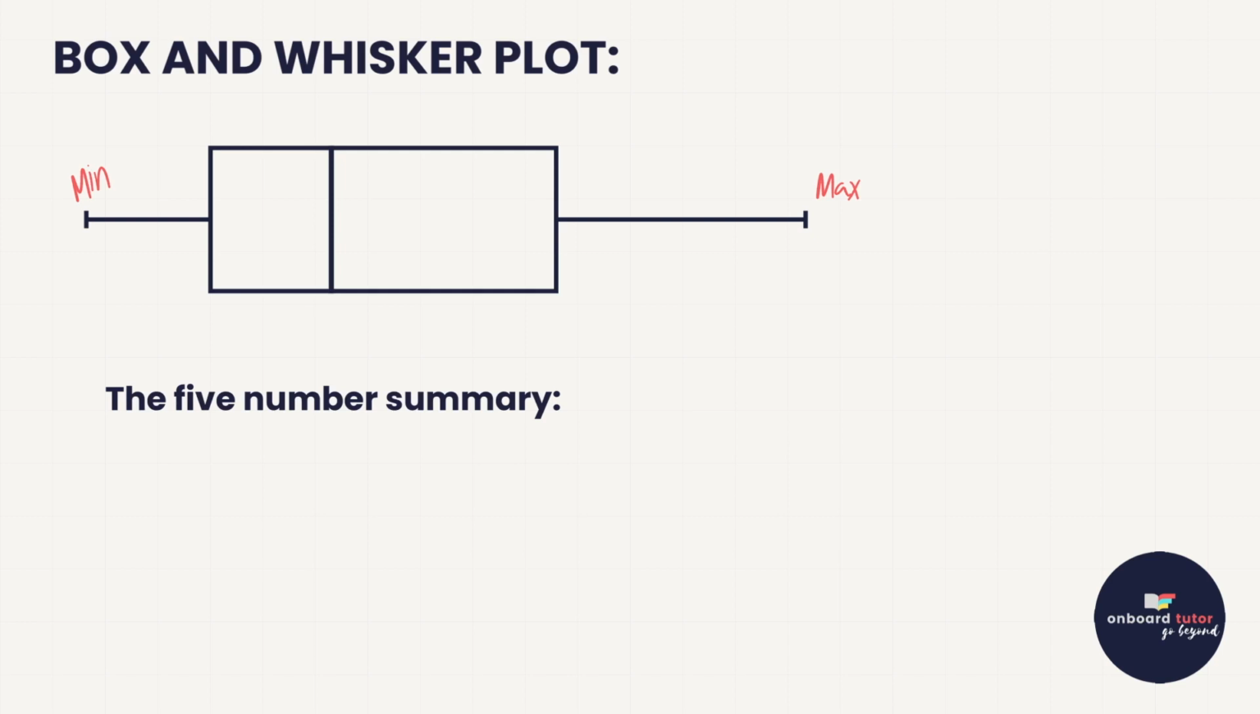And then the box is actually represented by quartiles. Quartile 1 is the edge of the box. Quartile 2, also known as the median, is the middle line in the box. And quartile 3 forms the outer boundary of the box.